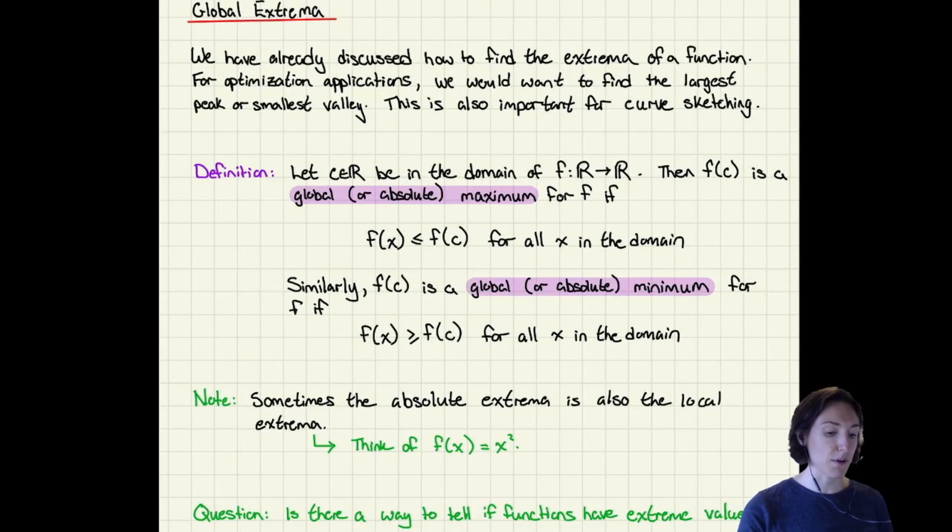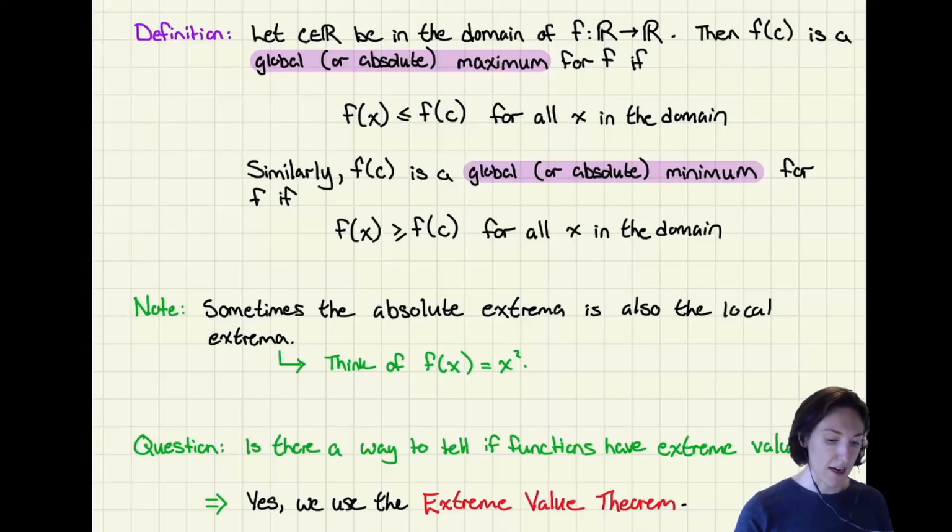It's basically when you have a plot, the largest point throughout the entire domain of a function would be the max, and vice versa. The lowest point throughout an entire domain of a function would be the global min. Global and absolute are used interchangeably, by the way. And I put a note here, sometimes the absolute or global extrema is also the local one.